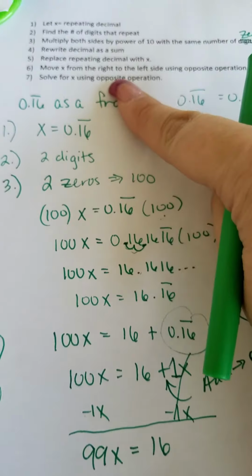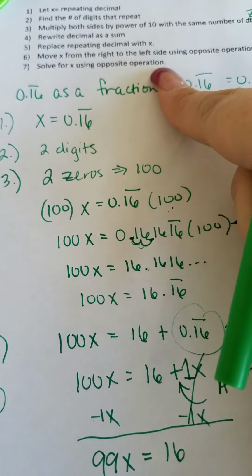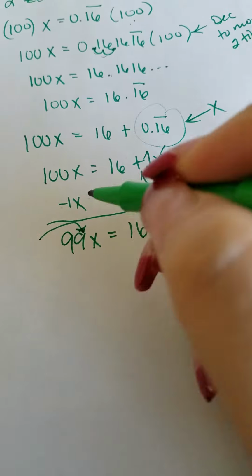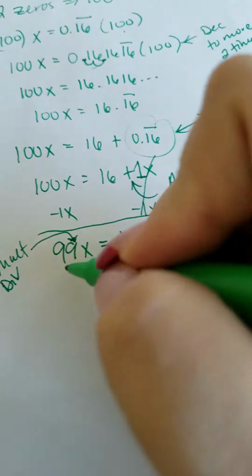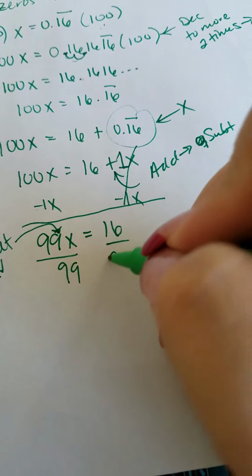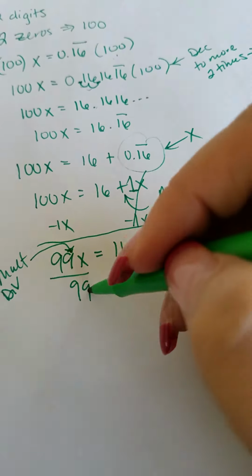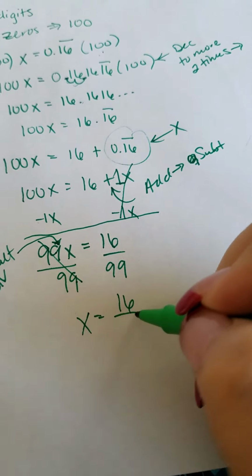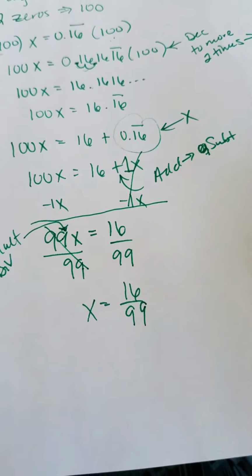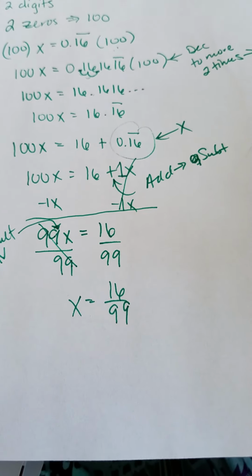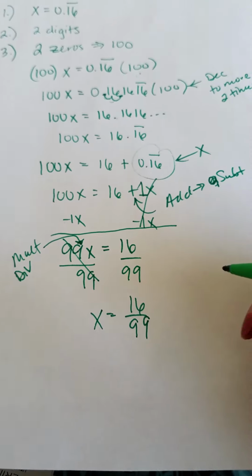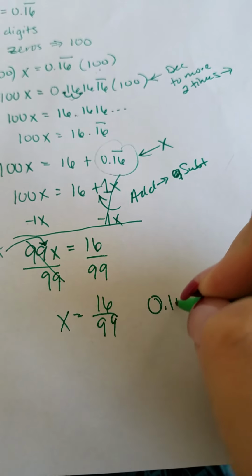Step number 7 is the very last step. Solve for x using opposite operation. So the operation that is keeping these together right here is multiplication. The opposite is division. So we're going to divide both sides by 99. 99 divided by 99 is a whole. And then we get 16 over 99. If you were to stick this into a calculator, again, you would get our repeating decimal, which is 0.16 repeating.